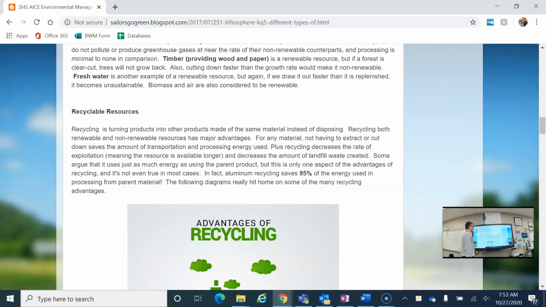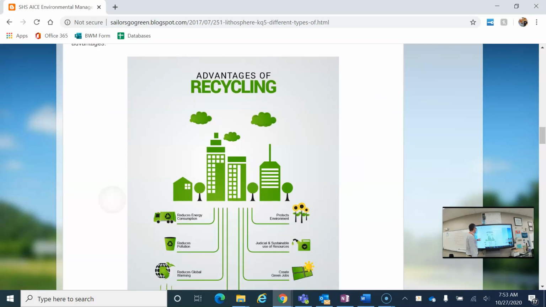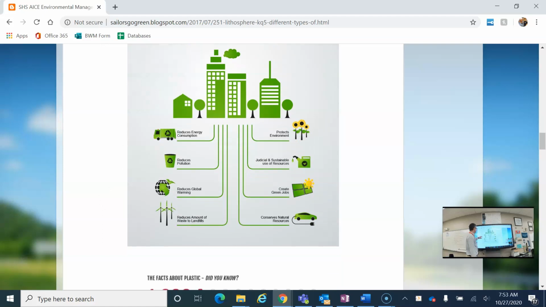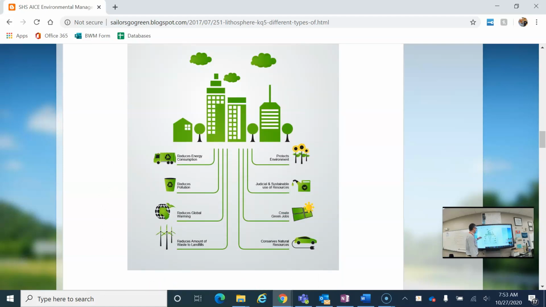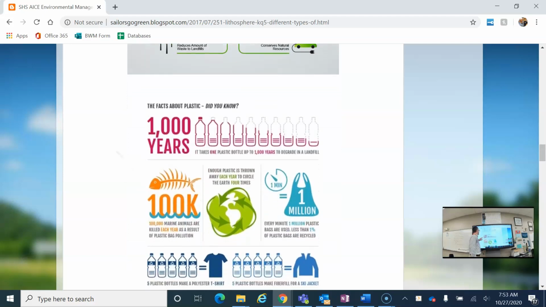In fact, there are some that also have huge energy savings, right? Aluminum recycling saves 95% of the energy used in the processing from parent material, because it takes so much energy to process aluminum from the beginnings, from what we call the ore, all right? The following diagrams really hit home on some of the many recycling advantages. You can see some of them here, all right? And I'd like you to look at these graphics. What does recycling do? Reduces energy consumption, reduces pollution, reduces global warming, reduces the amount of waste to landfills, like I said, protects the environment, creates green jobs, conserves natural resources.